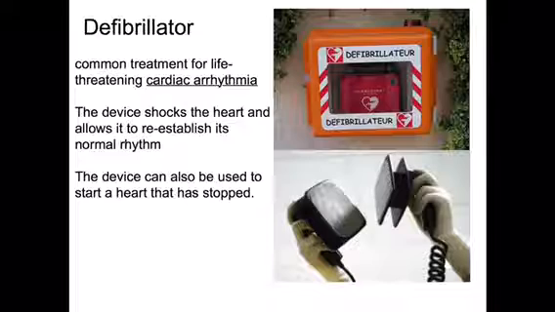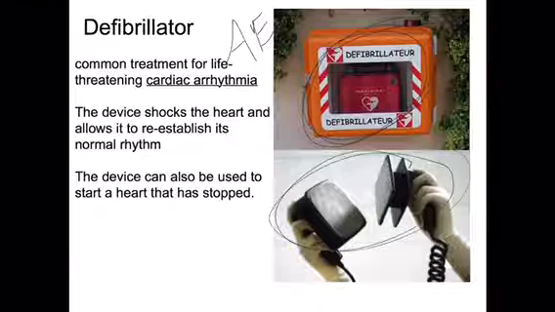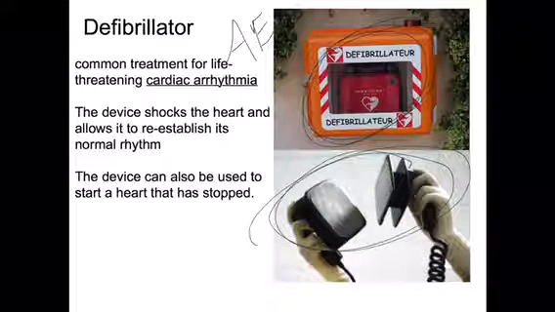Okay, now, have you seen these before? This is a defibrillator. So this is a common treatment for life-threatening cardiac arrhythmia. So there's two different types. This one at the top here is called an automated external defibrillator, which is an AED, okay, AED. And that one's automated, whereas this device right here that you see on medical, this is a manual defibrillator. So they're both defibrillators, and they both are used to help re-establish a normal rhythm.